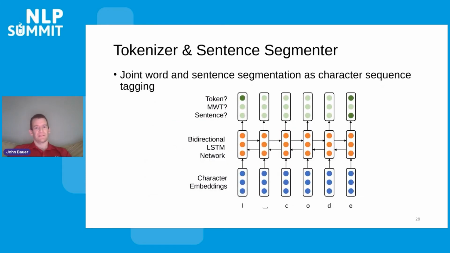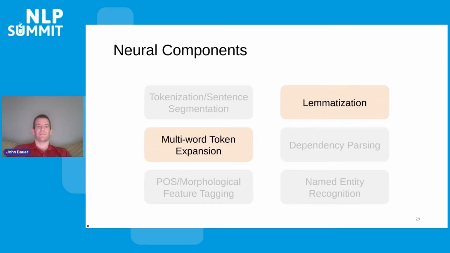Using character embeddings, which are similar to the word embeddings, but specifically for characters, we run a BiLSTM on this, and we find specifically the tokens, the locations where a multi-word token might be found, and the sentence splits. Using this, we split raw text into different sentences, which can be further processed using the rest of the components. The next components are the multi-word token expansion and lemmatization.